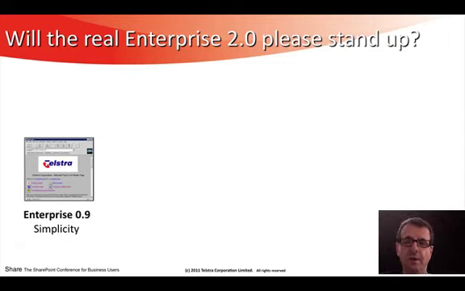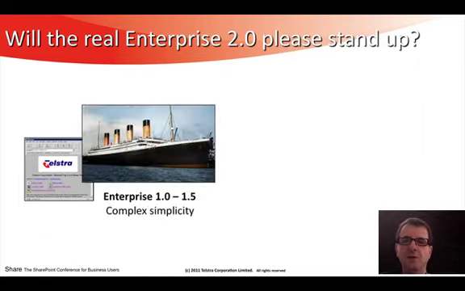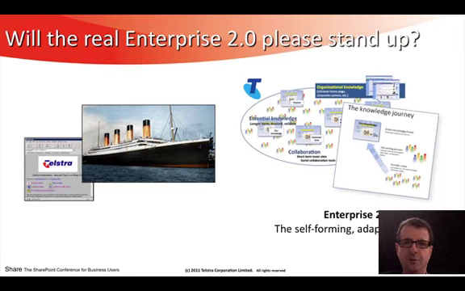So Enterprise 0.9, all about simplicity. Then we move through the ones, and this is all about a simple user experience, but a lot of complexity sitting behind the scenes. So Enterprise 1.0 to, let's say, 1.5-ish. But at the end of the day, my vote for Enterprise 2 goes to this, the adaptive self-forming intranet. It's not a traditional intranet with social networking tacked on or woven into it. It is a completely different model.